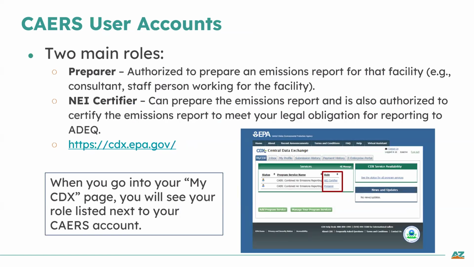After sending us the CAERS user application form, a new user also needs to create a CDX account at cdx.epa.gov. Then go through identity verification, and select a user role. On the facility side, there are two roles available: a preparer, which can be a staff at the facility, or a consultant. The other role is the certifier, which is only granted to an individual authorized to submit emissions reports on behalf of the facility.